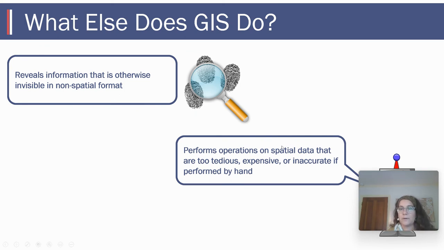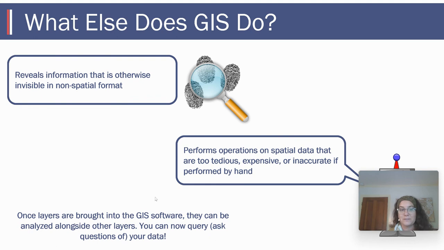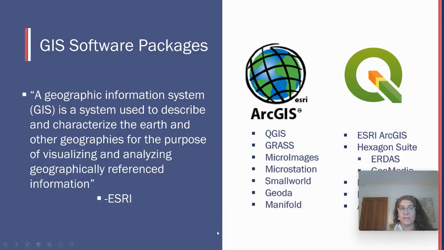It performs operations on spatial data that are too tedious, expensive, and inaccurate if performed by hand. So we're going to be able to upload this information and put it on a map and then share it with others. Once your layers are brought into GIS, they can be analyzed alongside other layers.